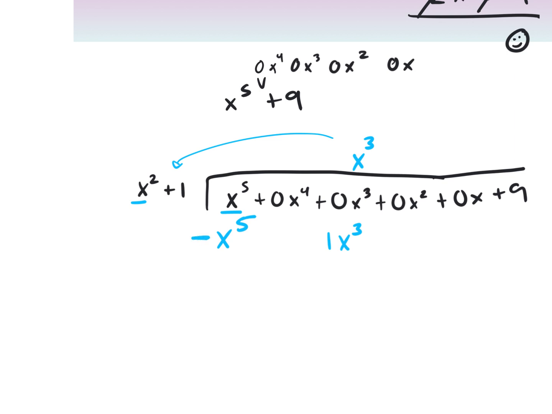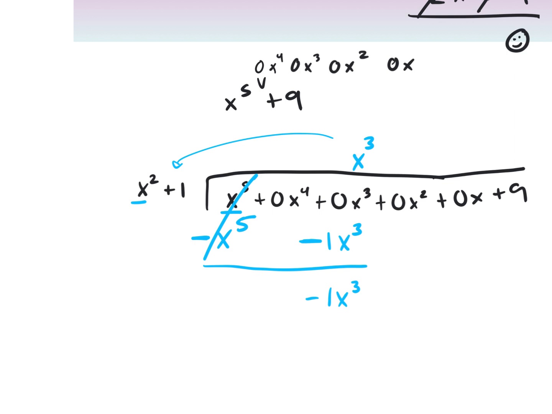Next step, we change the signs and combine. X to the 5th powers cancel, and we're left with negative 1x cubed. I don't need to drop down the 0 to the 4th power because I don't have anything to combine it with, so we can just move on.